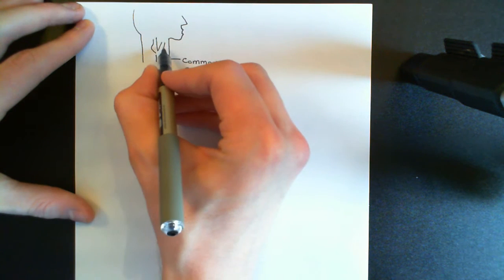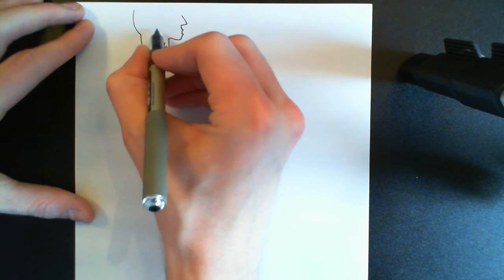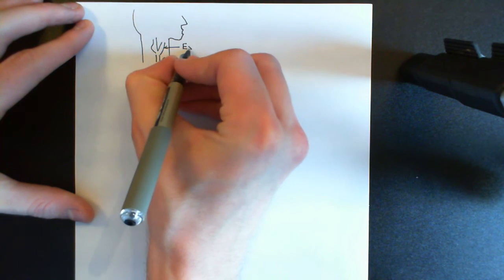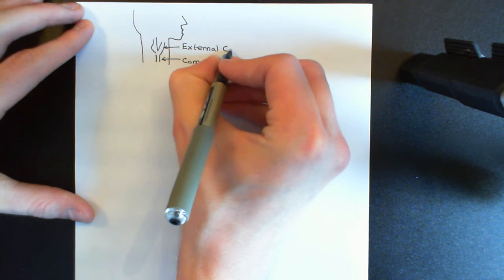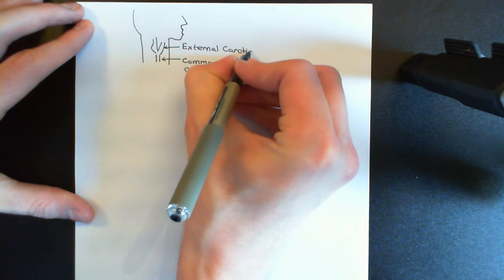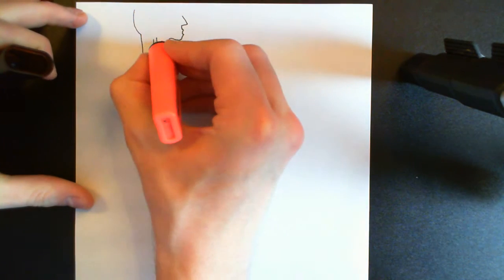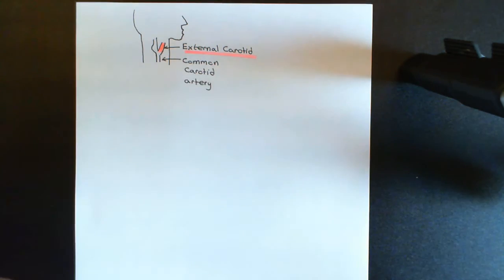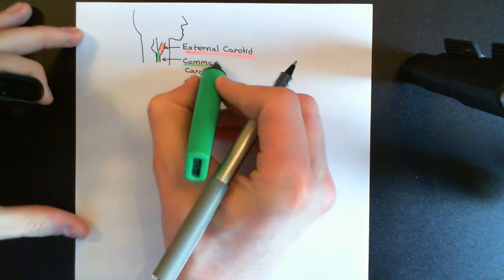Okay, so the one that sort of goes forwards, this one here, this is going to supply the external portions of the face, okay, and this is called the external carotid artery. Of course, this is the right external carotid artery. So I'll just put external carotid there. I'll colour it in. So this is the right external carotid here in red. Just try and make sure that there isn't that hole there in the side of my carotid artery. And then we've got our common carotid artery here in green.